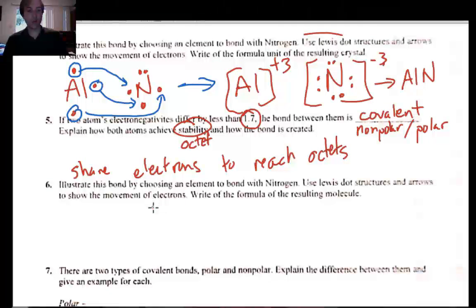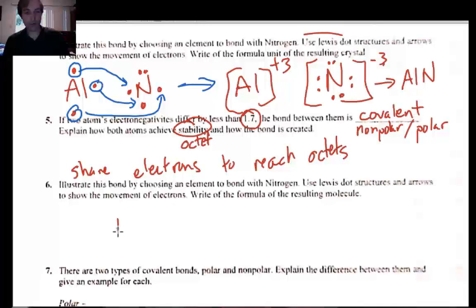Okay, so one atom will share some of its electrons with another atom, and by sharing multiple electrons, eventually they'll get to 8, however many they need to get to 8, or their octet. So question 6 says, illustrate this bond by choosing an element to bond with nitrogen. Use Lewis dot structures and arrows to show the movement of electrons. Write the formula of the resulting molecule.